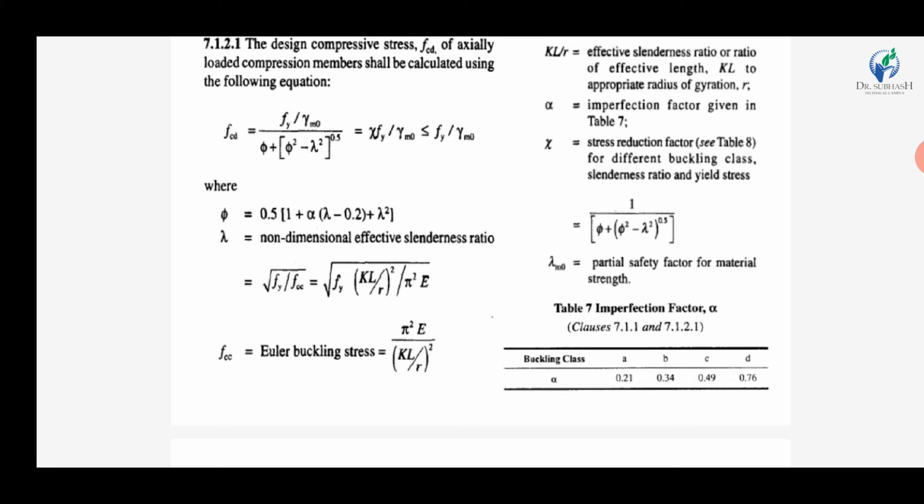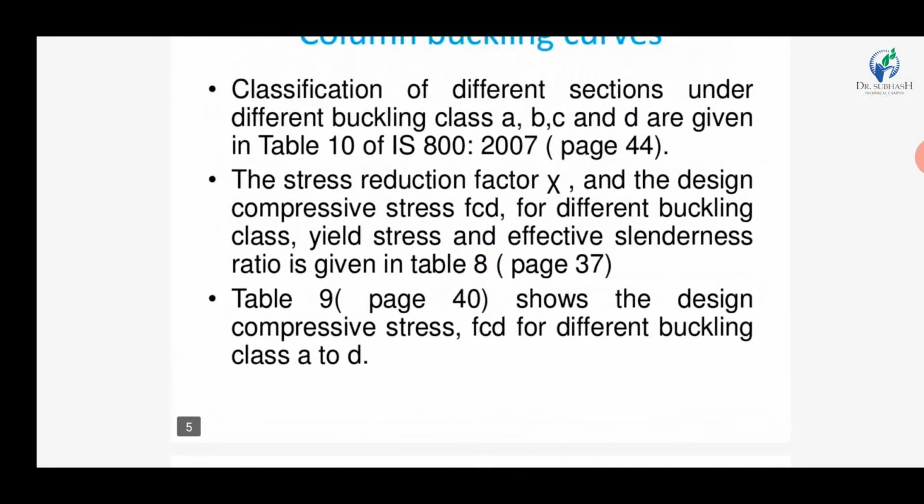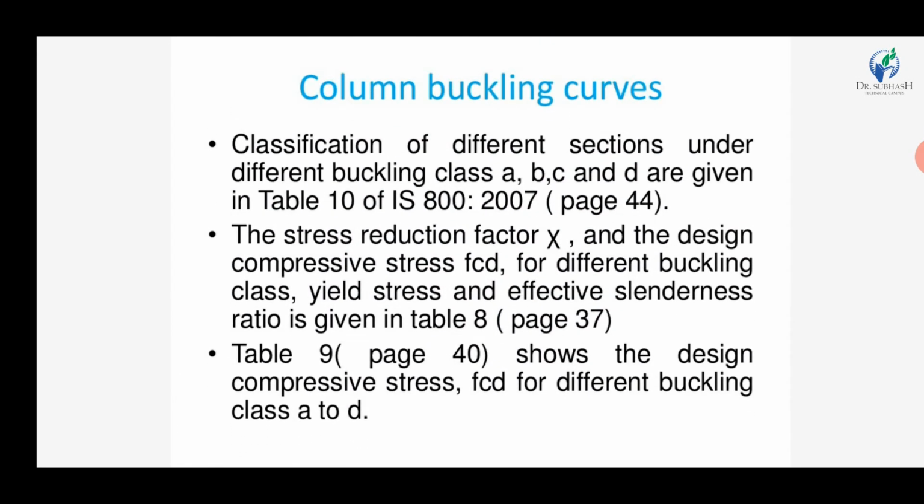Now what is the imperfection factor? The imperfection factor is a constant which shifts the compressive curves, as shown in the table for different cross sections. A member with higher initial imperfection has lower strength due to the effect of yielding, so it depends directly on the buckling class of the section. Next, what is the column buckling curve? The classification of different sections under different buckling is denoted by four classes, A, B, C and D, and is given in table number 10 in IS 800, page number 44.